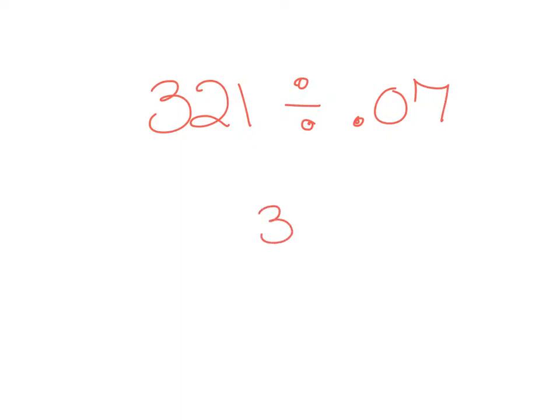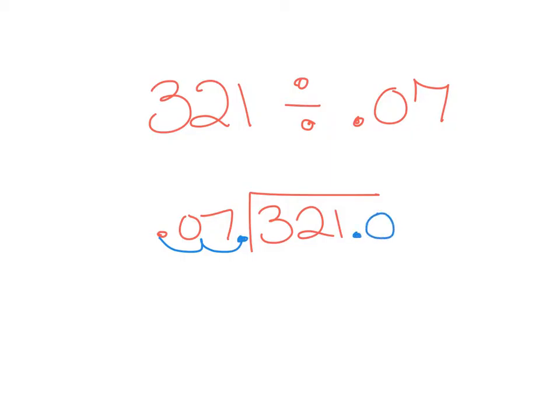Okay, so 321 divided by 0.07. First thing we want to do is bump our decimal 2 places to get it to be a whole number. And remember, whatever we do to the divisor, we must do to the dividend. So add a decimal, add 2 zeros because you need to bump it 2 times. Make your house a little bit longer and bring the decimal straight up to the roof. And now divide like normal.